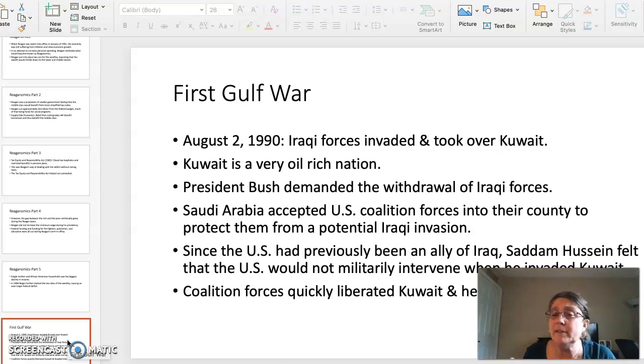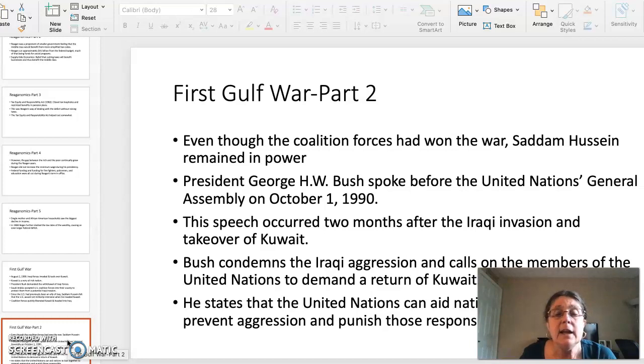Since the U.S. had previously been an ally of Iraq, Iraqi dictator Saddam Hussein felt that the U.S. would not intervene if he invaded Kuwait. He underestimated President Bush in particular. Coalition forces quickly liberated Kuwait and headed into Iraq. Even though the coalition forces won the war, Saddam Hussein would remain in power until 2003.